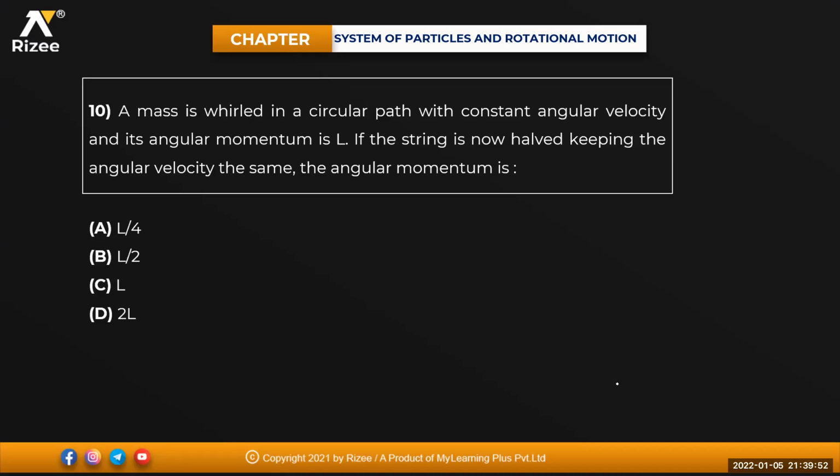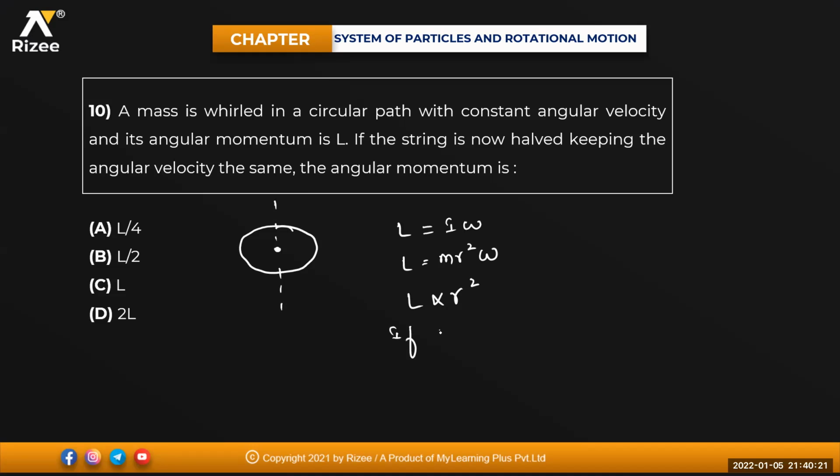If a mass moves in a circular path with a constant angular velocity and its angular momentum is L, and the string is now halved, keeping the angular velocity the same, what will the angular momentum be? So L equals I times omega, or L equals M R square times omega. For given mass and omega, L is directly proportional to the radius squared, isn't it?